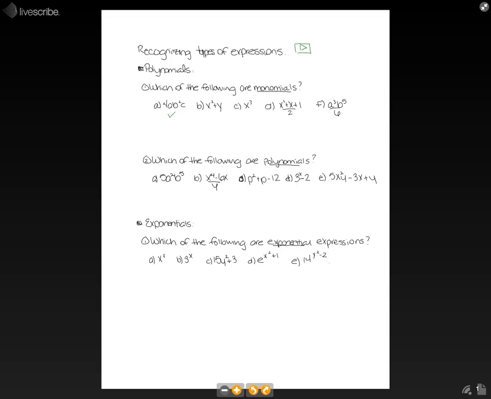However, for B, which is x squared plus y, even though we have only positive exponents and no division, we do have this addition sign, which means we have become a polynomial, not a monomial, so this is not a monomial. Using the same ideas, this is a monomial, letter C, since there's only one term. D is not a monomial, since we have addition and division. And F is also not a monomial.